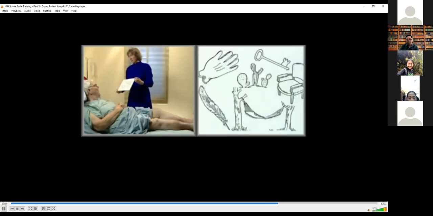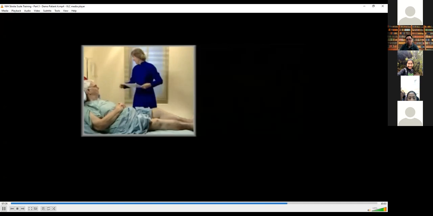Can you name these objects? A key, a glove, a feather, hammock, chair, and I don't know what, cactus. Great. Now I'm going to have you read some things.